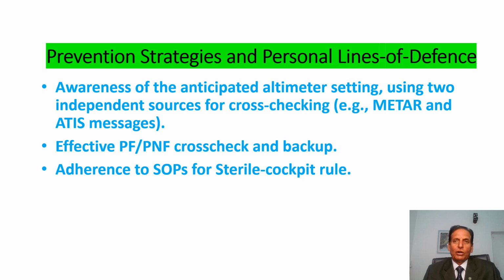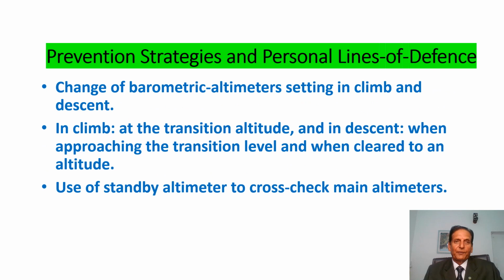Awareness of the anticipated altimeter setting using two independent sources for the cross-checking, example METAR and ATIS messages. Effective pilot flying, pilot not flying, cross-check and backup. Adherence to SOPs for sterile cockpit. Change of barometric altimeter setting in climb and descent: in climb at the transition altitude, and in descent when approaching the transition level and when cleared to an altitude. Use of standby altimeter to cross-check main altimeters.